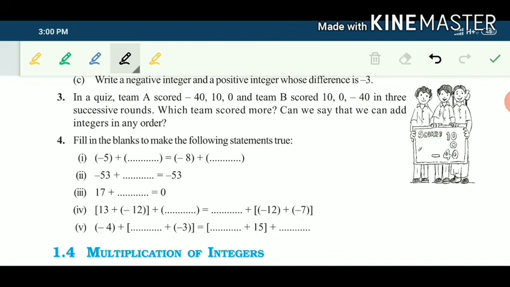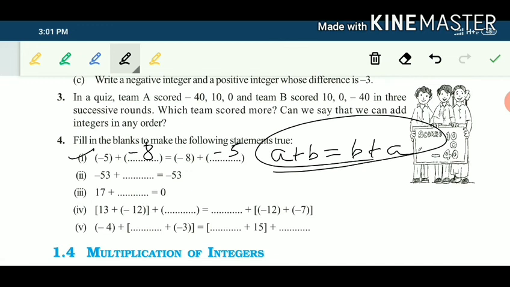Now come to the first question again. Which property is this? Minus 5, minus 8, minus 8, minus 5. It is a plus b is equal to b plus a. That is the commutative property.